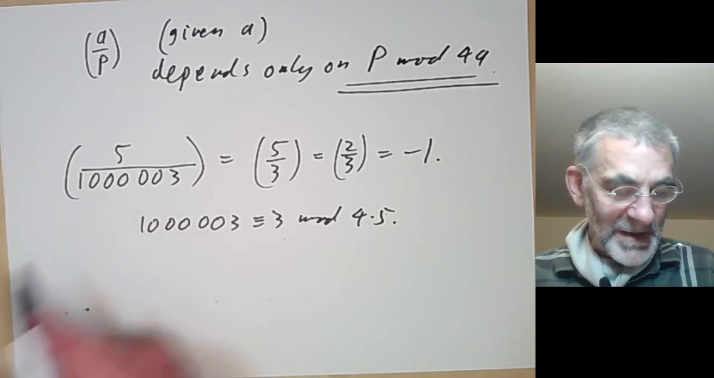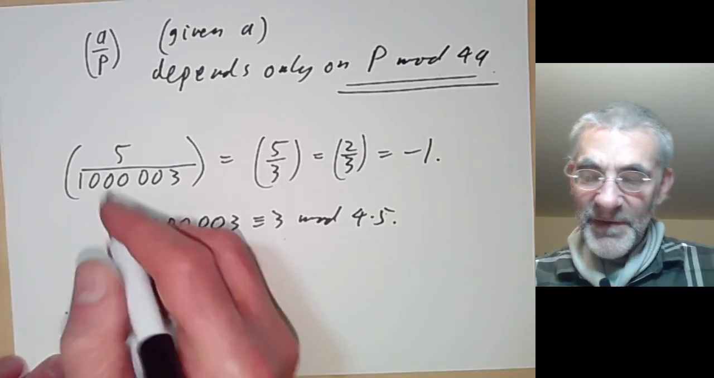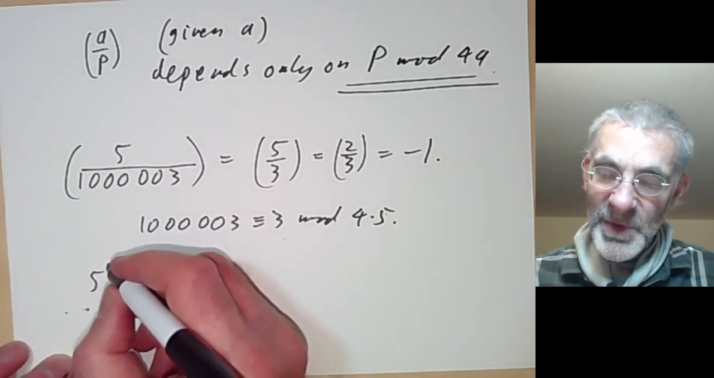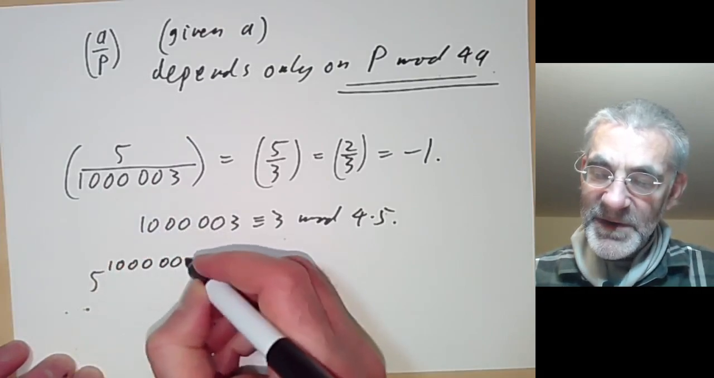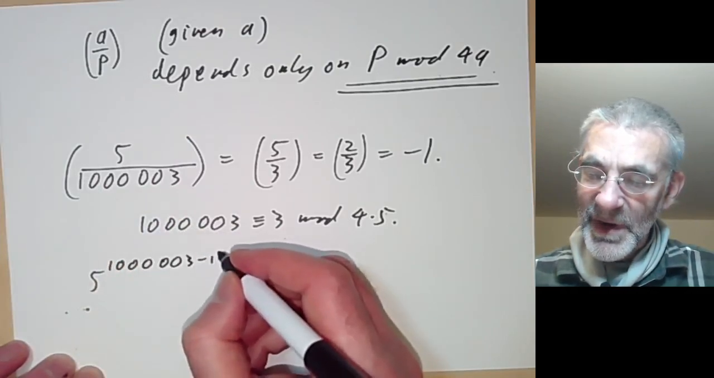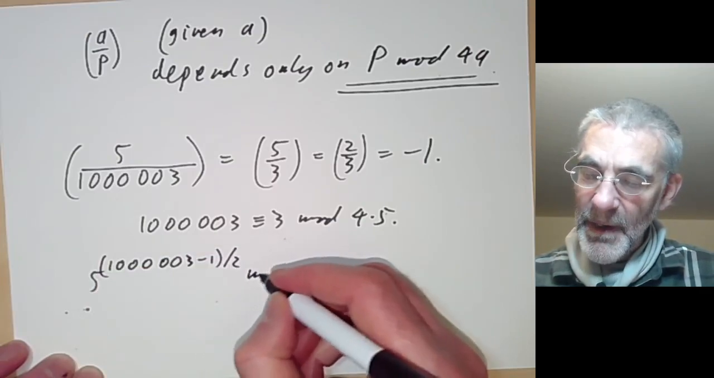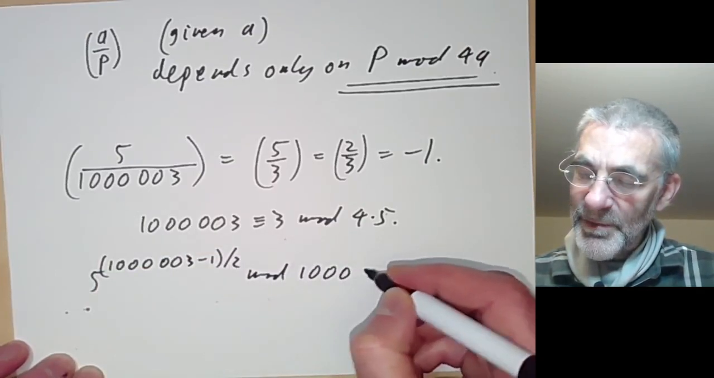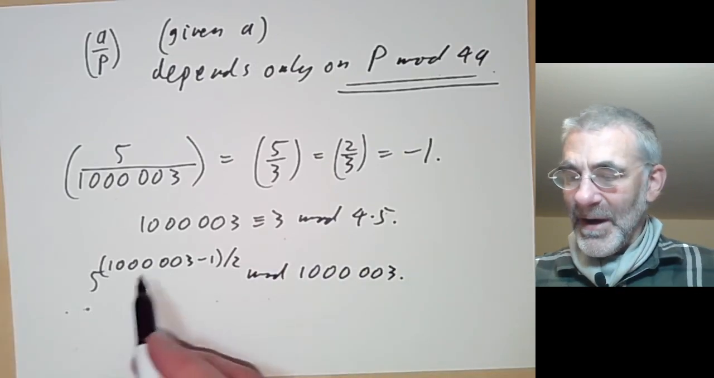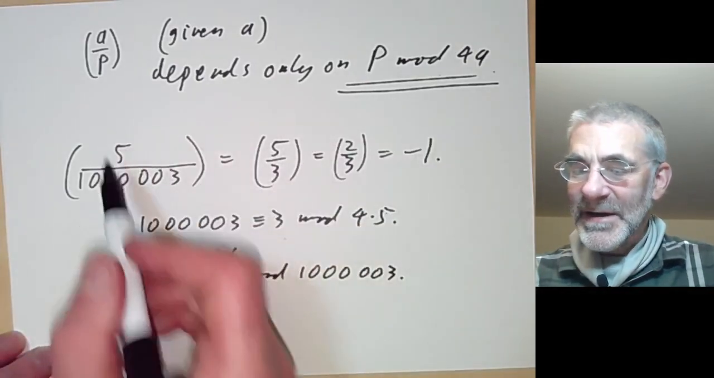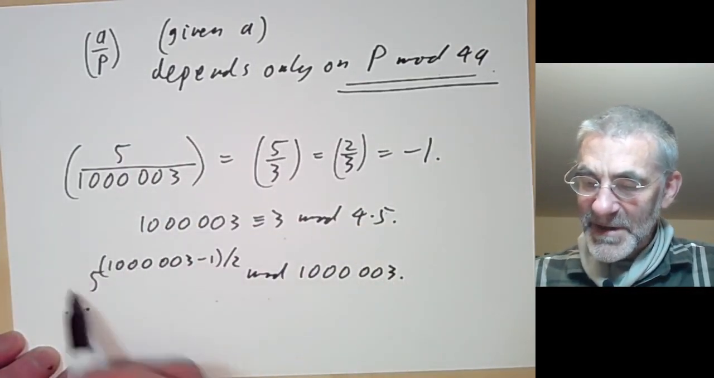So you see, we said there was a reasonably fast way of doing this using Euler's criterion, but Euler's criterion involves working out 5 to the power (1,000,003 minus 1) over 2 modulo 1,000,003. And you see, this calculation here is very, very much easier than this calculation here.